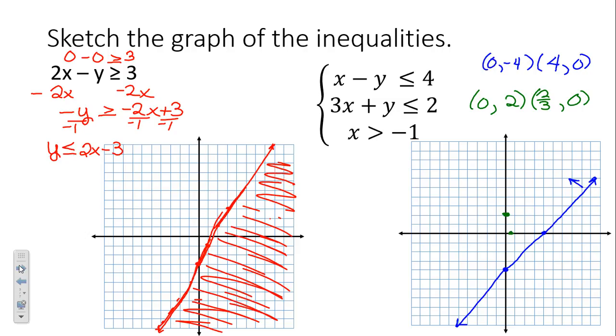And if you want more points to be able to see where this is going, the 3x would go to the other side. So your slope is going to be a negative 3. So we are going down 3 over 1, down 3 over 1, down 3 over 1. Solid or dashed line? Solid. So we make our solid line. It's got a very steep slope.